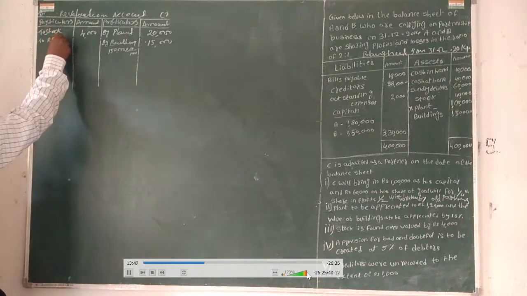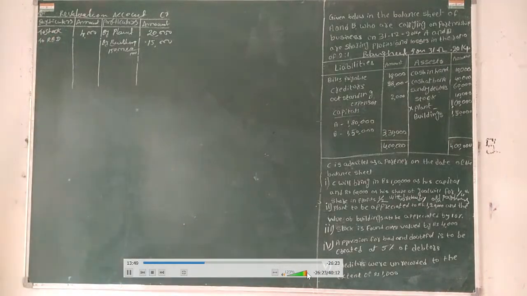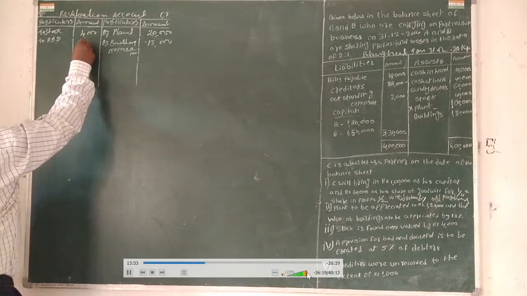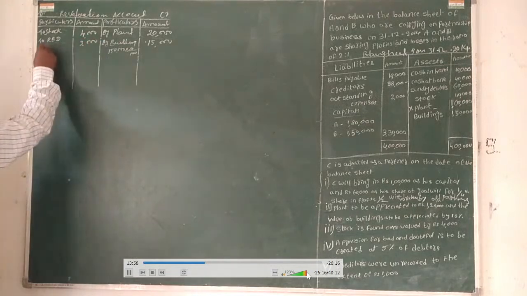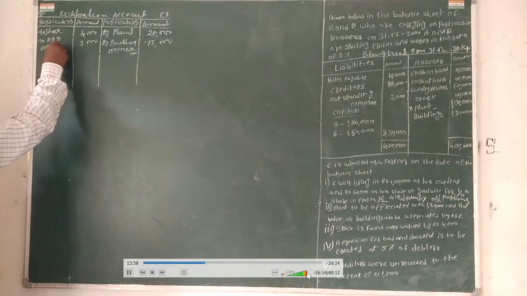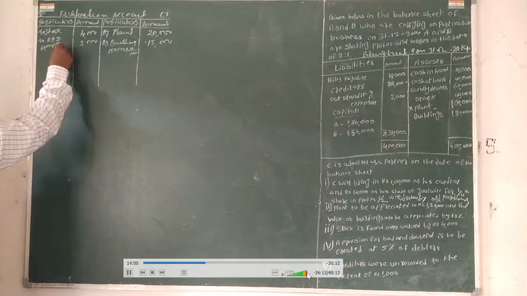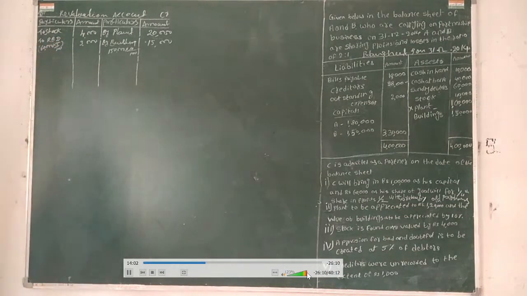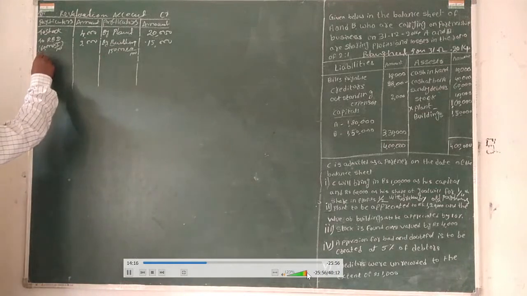Revaluation account credit balance 35,000. Carry forward to debit side 35,000. Debit balance 8,000, credit balance 35,000. So there is a profit on revaluation of 27,000.